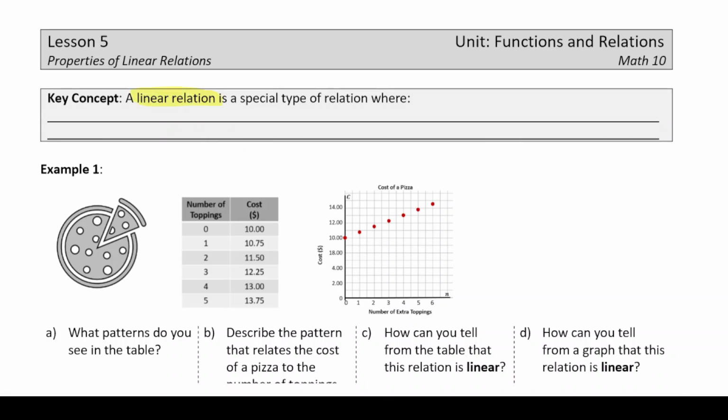So a linear relation is a special type of relation where the x and y values change, because they could be increasing or decreasing, at a consistent rate. And we'll see examples of what we mean by that. When we look on a graph, the points, because they're increasing or decreasing by a consistent amount, are going to line up in a straight line.